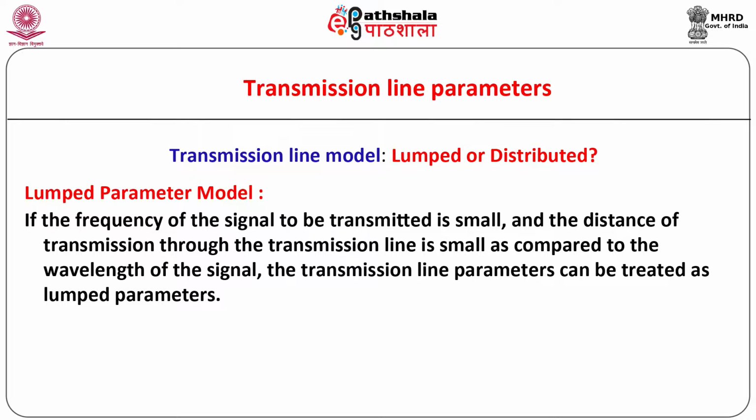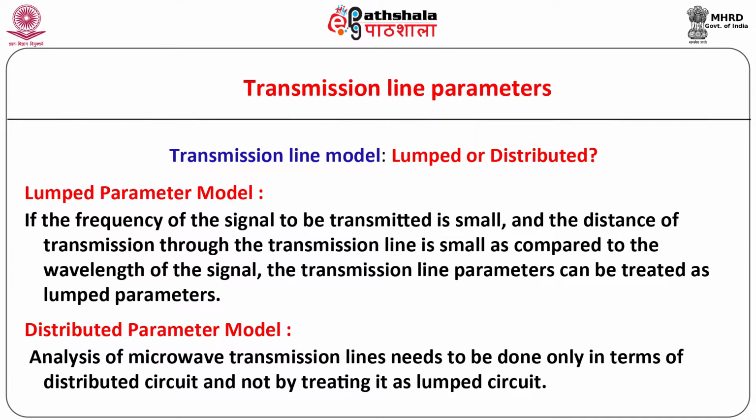However, at microwave frequencies, the wavelength of the signal is very small as compared to the distance of transmission through the transmission line. Hence, the inductance and capacitance per unit length of conductors become dominant. The inductive and capacitive properties of transmission lines can be supposed to be different over the entire length of the transmission line. Thus, analysis of microwave transmission lines needs to be done in terms of a distributed circuit and not by treating it as a lumped circuit.